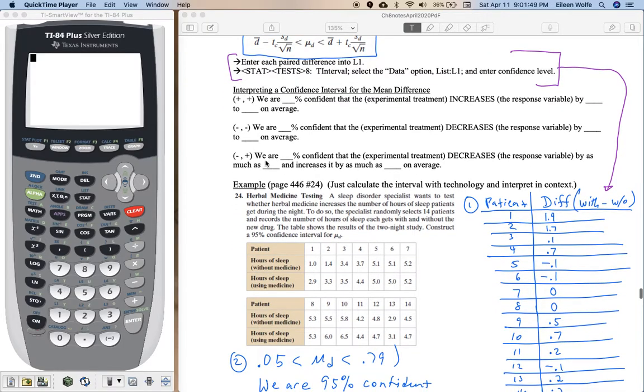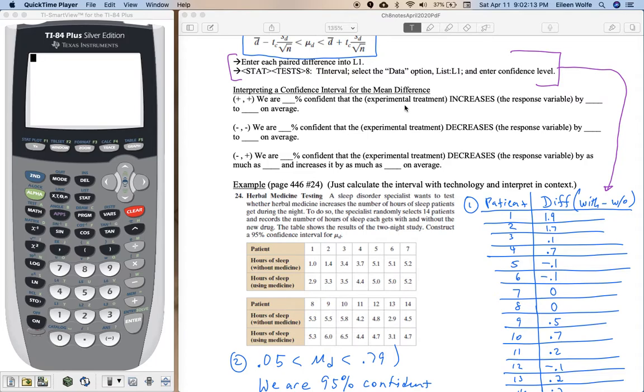As in the last section, we are going to care if these confidence interval endpoints come out both positive, both negative, or negative then positive. So in the plus plus case, my interpretation would be that I'm 95% confident that the experimental treatment increases the response variable by blank to blank on average, and these two blanks would be the two confidence interval endpoints.